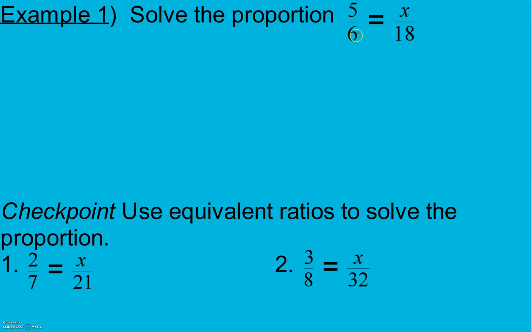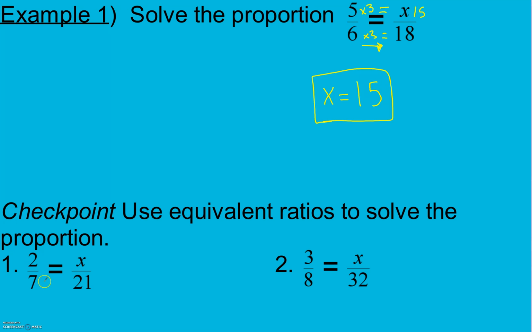If I look, I can go from 6 to 18 by multiplying by 3. Whatever I do to the bottom, I know I can do to the top. So I can multiply that by 3 and get 15. So x is going to be 15. 15 over 18 is the same as 5 over 6. So, same idea down here. You go ahead and pause here and try these.